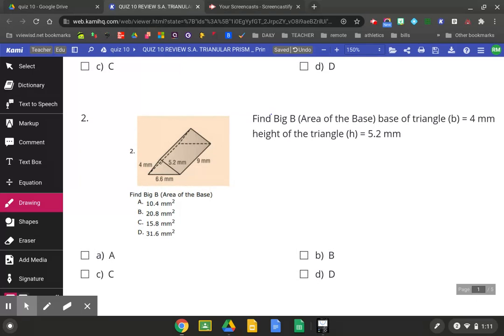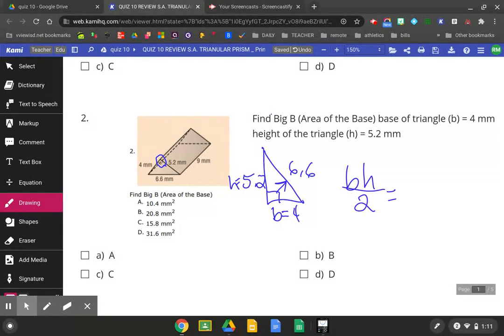Okay, so on this one right here, this ends up being a right triangle. I'm going to draw it right here so you can see it. Now that 6.6 is actually the hypotenuse. The other two numbers, 5.2 is your height of this triangle, and the 4 is your base. I can see a lot of you putting this as the base, and we're not going to use that one. So base times height divided by 2.